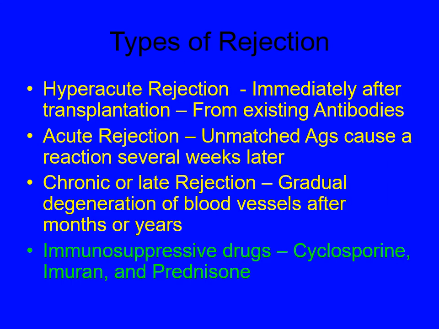Types of rejection. Hyperacute rejection of tissue occurs immediately after transplantation when the circulation to the site is reestablished. Usually from antibodies from a previous blood transfusion, blood vessels are affected, and you have decreased blood flow to the transplanted tissue. So these are from existing antibodies. Acute rejection usually occurs after several weeks when unmatched antigens cause a reaction. Chronic or late rejection occurs months or years later with gradual degeneration of blood vessels, many years later sometimes.